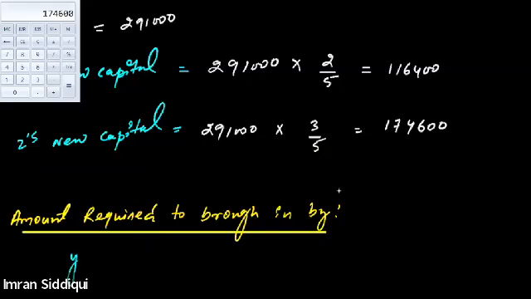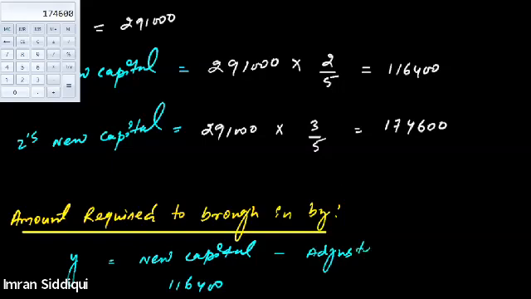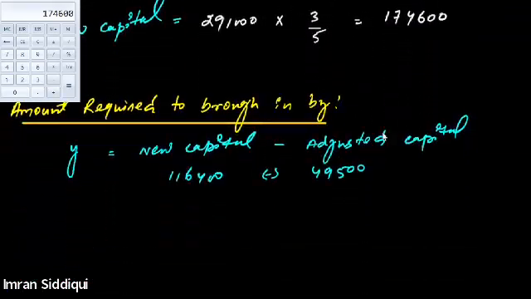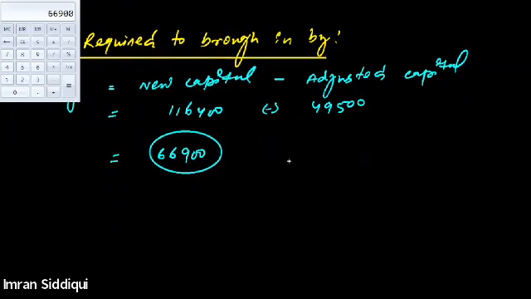See, Y's new capital is 116,400, and we will subtract his adjusted capital from it. His adjusted capital was 49,500. That means Y will have to bring in the remaining amount, since he has to maintain a balance of 116,400. He already has 49,500 in the firm, but for the remaining amount he will have to bring it in from his personal account. So the amount that he will have to contribute is 66,900. Got it? Is this clear, everyone? Yes, sir.